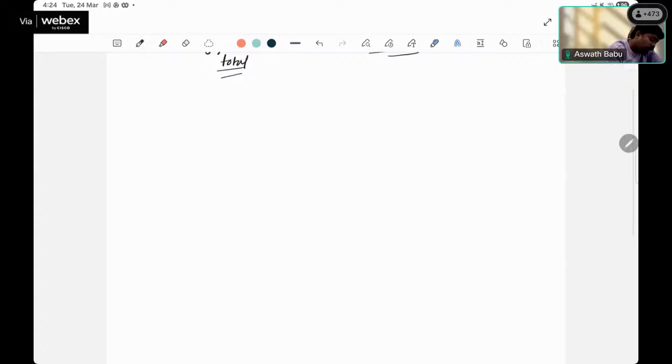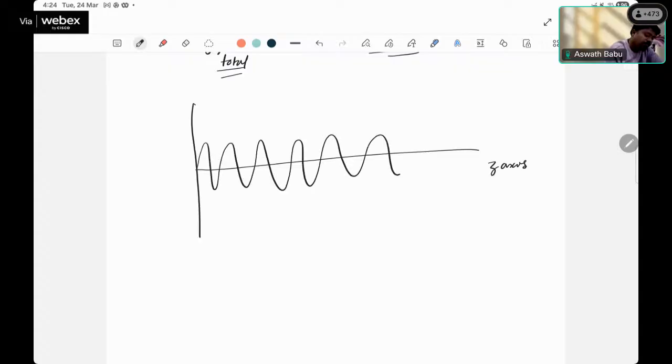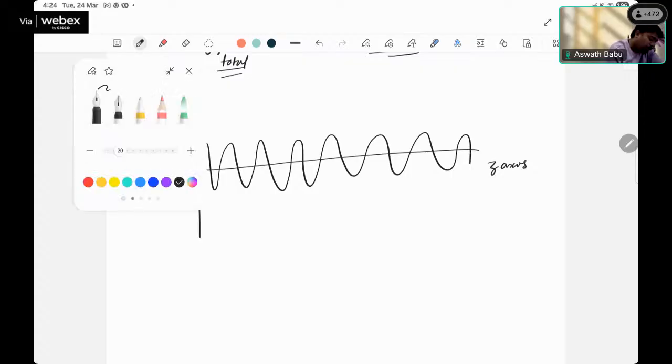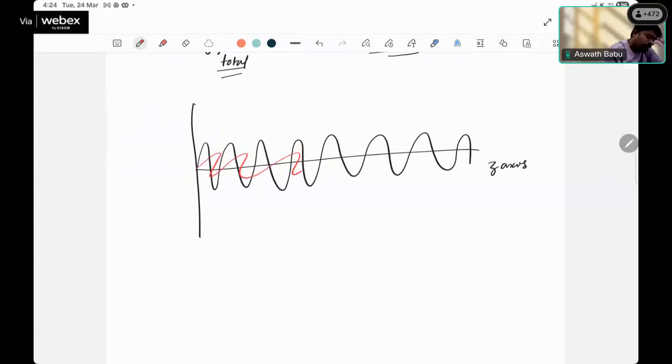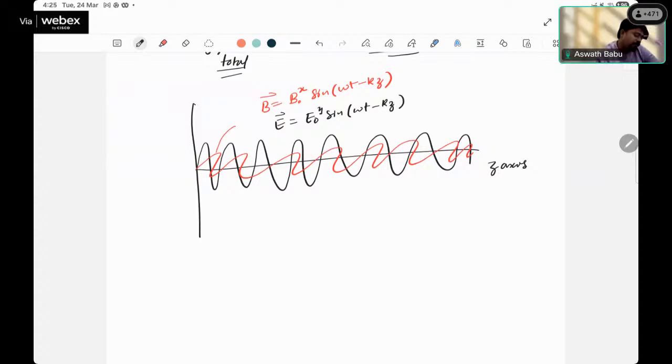For example, if I just take an electromagnetic wave, okay, let's say it's propagating along the z-axis. The electric field vector is oscillating like this, and the magnetic field vector is probably oscillating in the horizontal, right? So the magnetic field vector is probably along the x-axis, omega t minus kz, and the electric field is represented as E naught along the y-axis, again traveling along the positive z-axis. Okay, this is the electromagnetic field for you, the EM wave.